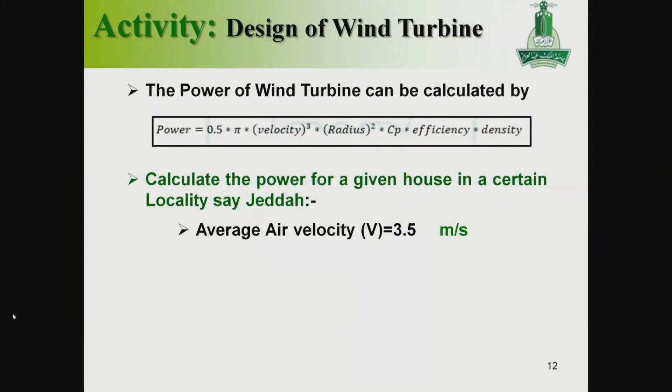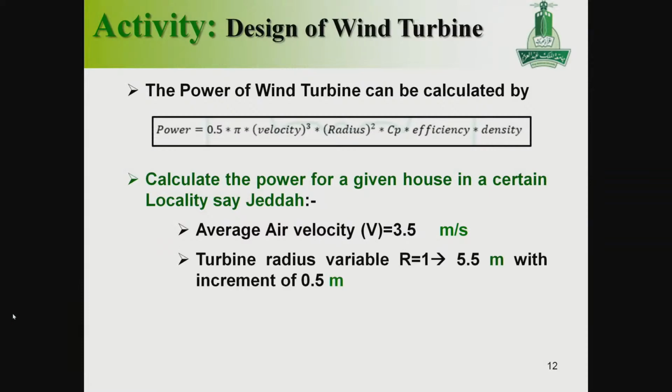The velocity for Jeddah, for example, the value is given to you, that's 3.5. So this is the value of velocity, the average air velocity. The other value which is provided is the turbine radius, how long the turbine is. It is called R, the radius, and it goes from 1 to 5.5 with an increment of 0.5. That means the first is 1, then 1.5, then 2, then 2.5, then 3, then 3.5, then 4, then 4.5, and so you can go until 5.5.